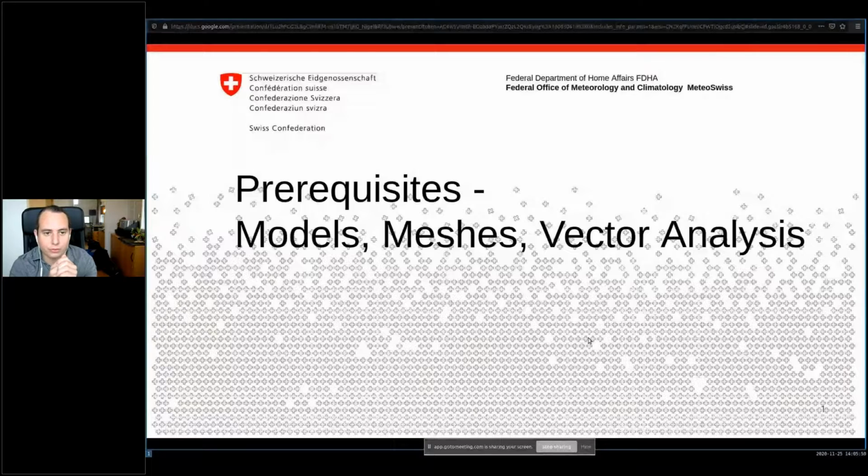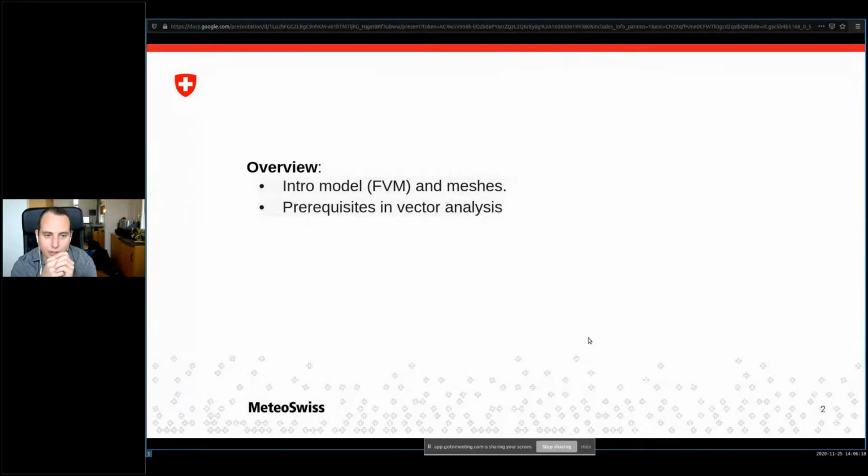Okay, so now for the second session, we are taking a step back and talking about a few more general prerequisites, such that you can really follow our presentations, our future presentations, and our exercises. There's mostly two topics I want to cover. One is the kind of meshes we are looking at as they arise in finite volume methods. And afterwards, a few general prerequisites in vector analysis.